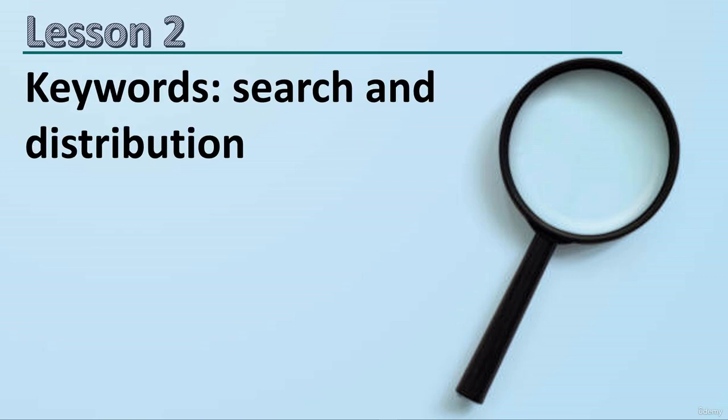Now we are diving deep into lesson 2, which focuses on the crucial world of keywords, particularly in the realm of search and distribution. Keywords are the heartbeat of SEO. They are the terms your potential audience types into search engines, hoping to find content just like yours. And that's our first point today, understanding our potential audience. We'll delve into who they are, what they want, and how we can align our content to meet their needs.